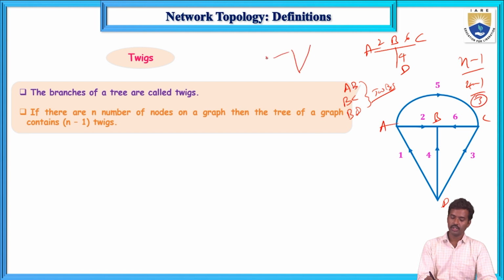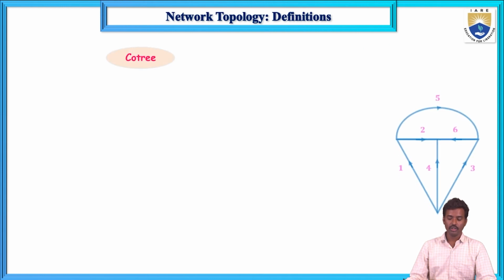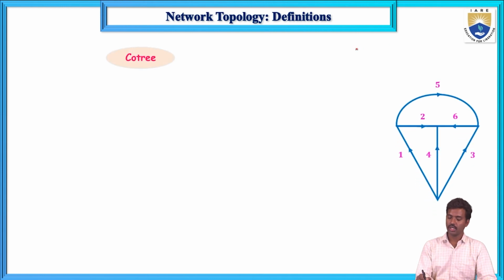So this is one tree A, B, C, D consisting of all nodes without any closed path. So for this particular tree also we have 3 twigs. And co-tree means, this is one tree. So here I am selecting this tree A, B, C and D. So the remaining elements, the complement of the tree, is known as the co-tree.